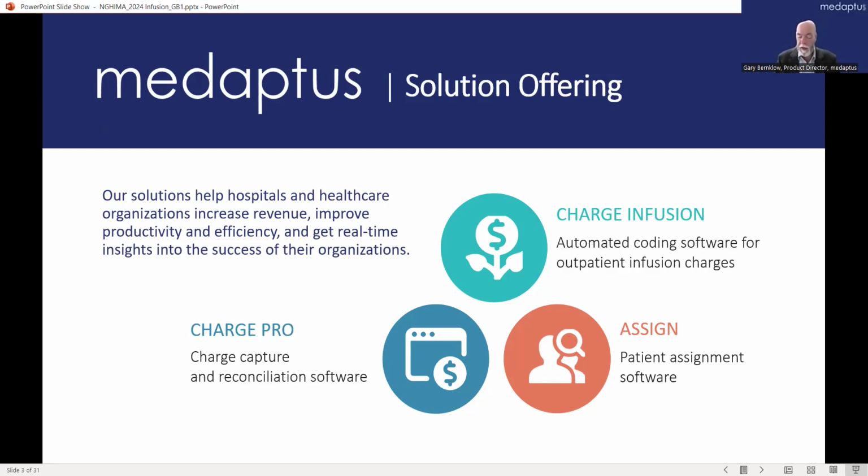I'm the director of product management here at Medaptus, where I played an essential role in the development of our Charge Infusion application. Today, I spearhead the product development for Charge Infusion, ensuring it continues to meet the needs of the evolving healthcare landscape. I have 30 years of experience within the revenue cycle, medical coding and software spaces, including 10 years leading revenue cycle and billing operations at Massachusetts General Hospital. My experience, I think, has given me a deep knowledge of coding, charge management, and billing requirements.